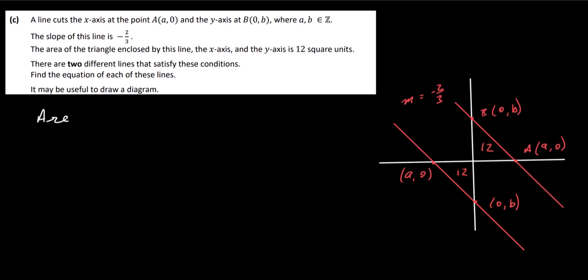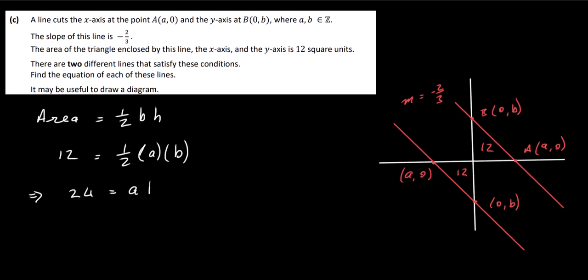The area of a triangle is half the base times the height. In our case, the area is 12. The base in this case is this distance here, and that distance there is a. So it's half of a times the height. The height of that triangle is this distance here, and that is the y coordinate, which is just b. So that's my first equation. I'm just going to multiply both sides by 2, so that's 24 is equal to ab.